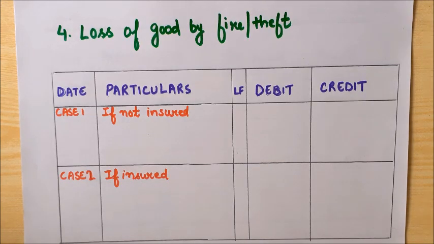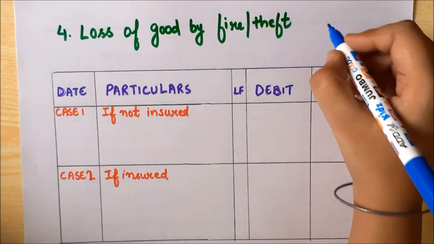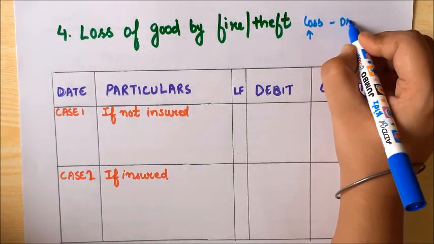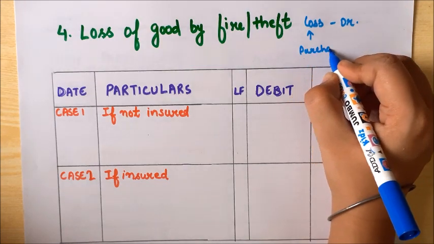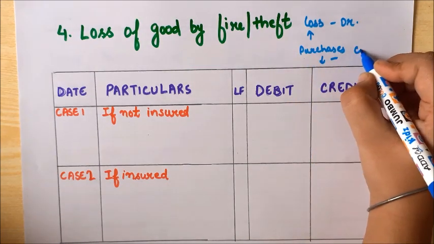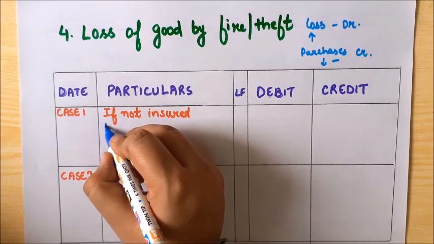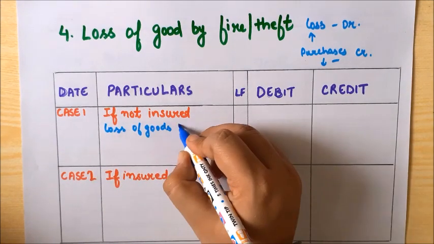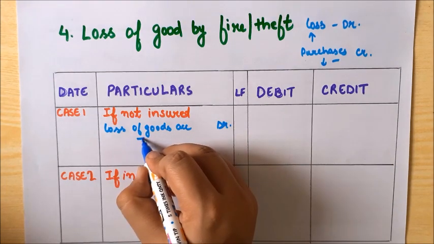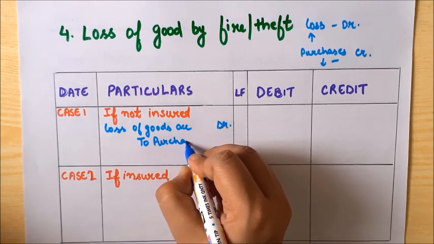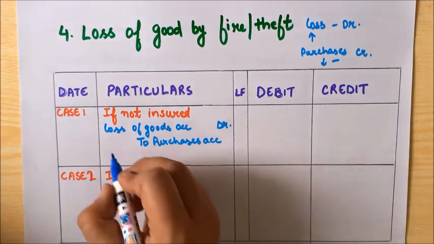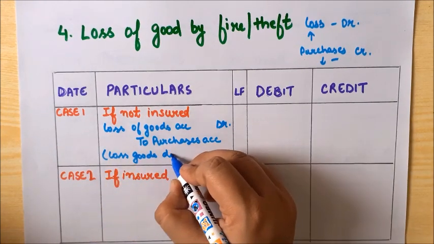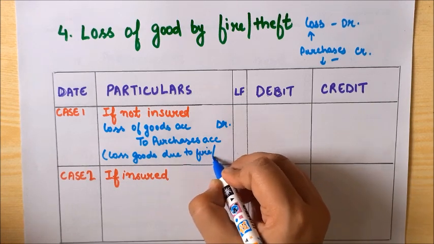Sometimes the goods are lost due to fire or theft. Here it is a loss for the organization and loss is increasing, so you will debit the losses and you will credit the purchases as your goods are decreasing. Here is the entry: loss of goods account debited to purchases account, not sales account, purchases account, as you are not selling the goods. Loss of goods due to fire will be the narration.